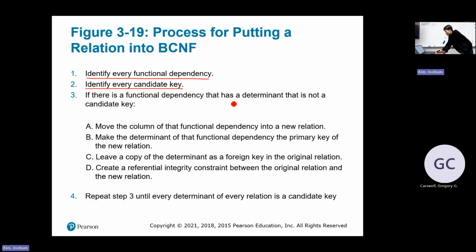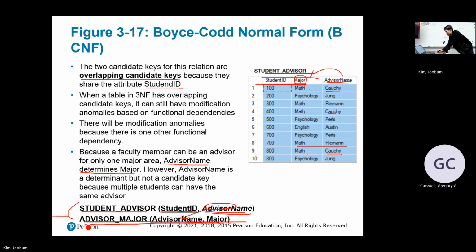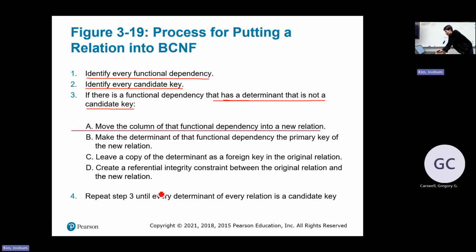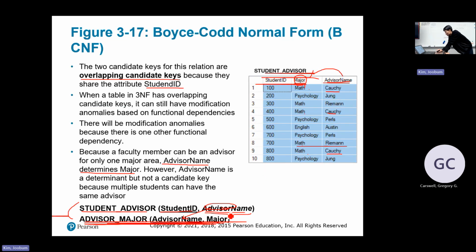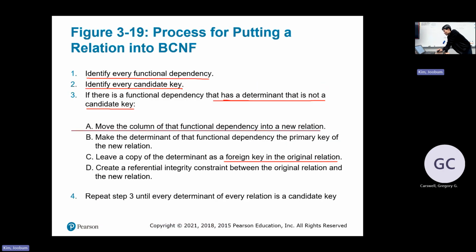If there is a functional dependency with a determinant which is not a candidate key, like advisor name determines major, move the columns of that functional dependency into a new relation, like this one. Then make the determinant of that functional dependency the primary key of the new relation, and leave a copy as a foreign key in the original relation. So the determinant remains in the original relation and is set as a foreign key. Okay, so repeat this. It's a procedure to make a relation BCNF.